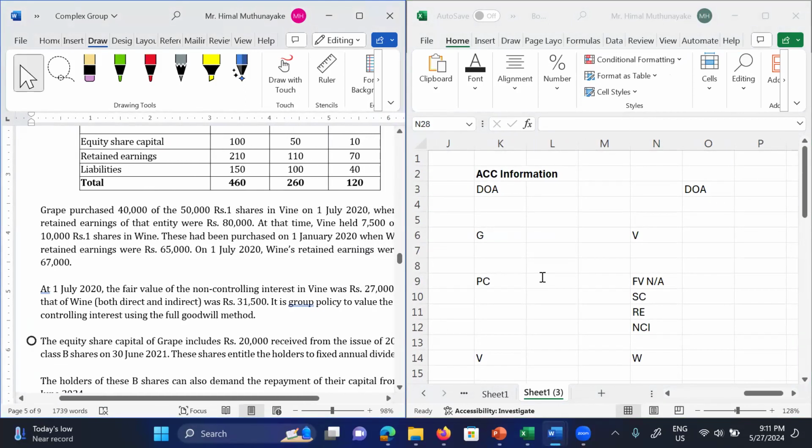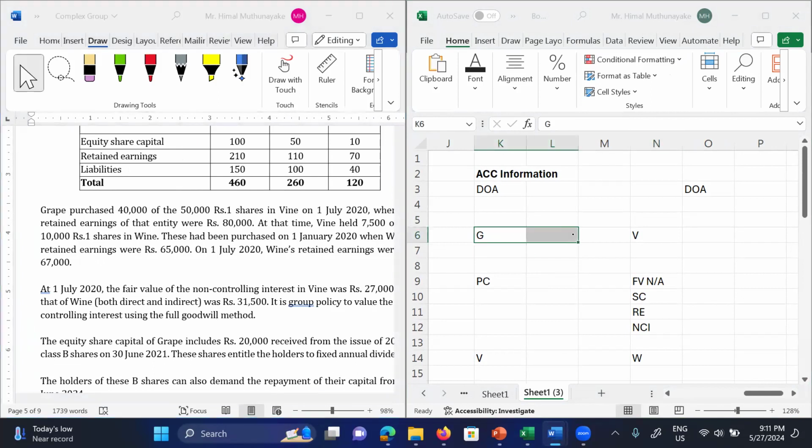Grape purchased 40,000 of 50,000 rupee one shares in Vine. That means out of 50,000, Grape purchased 40,000. That means you have purchased 80%, right? Out of 50,000 shares, 40,000 were acquired, meaning 80% acquired.